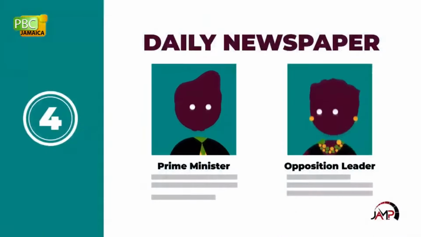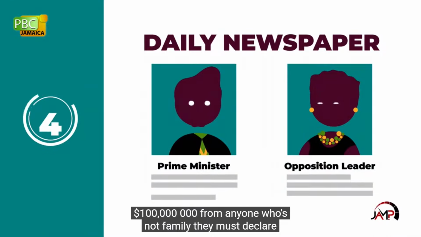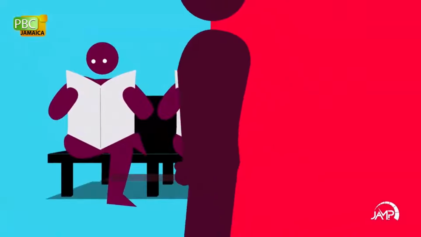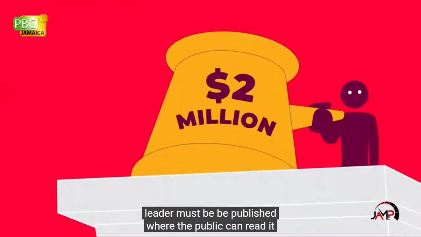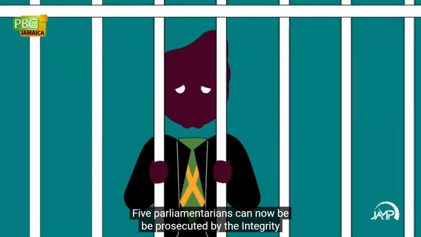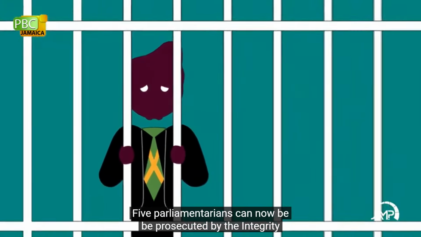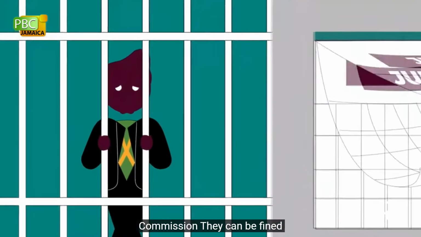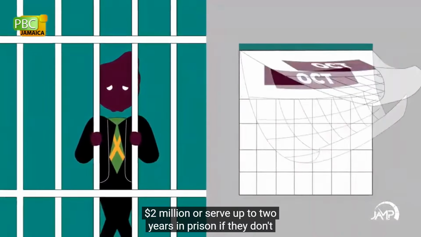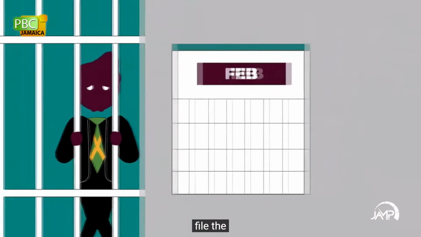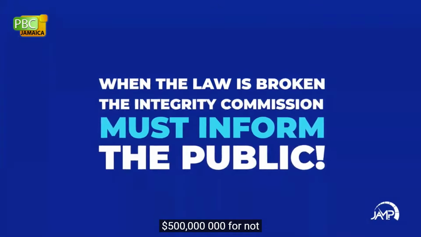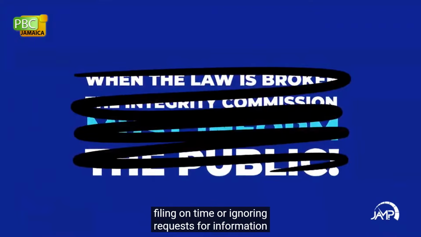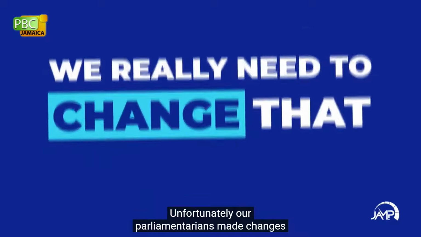4. A summary of the declarations of our Prime Minister and opposition leader must be published where the public can read it. 5. Parliamentarians can now be prosecuted by the Integrity Commission. They can be fined up to $2 million or serve up to 2 years in prison if they don't file the declaration or if they give false information, and $500,000 for not filing on time or ignoring requests for information. Unfortunately, our parliamentarians made changes that prevent the public from knowing when they've broken the law or when they're being investigated. We really need to change that.